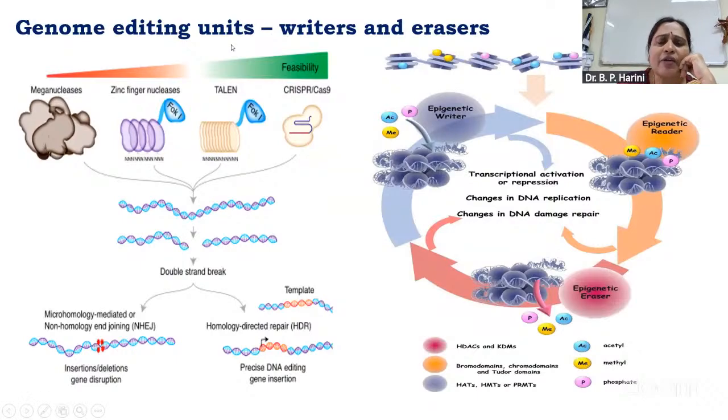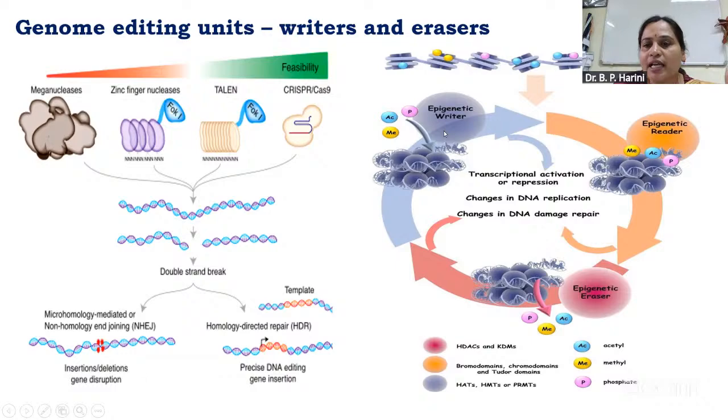So there are different forms of writers and erasers, what we call enzymology. To edit a gene, we say that every organism has its own phenotype, its own signatures, and these signatures could be altered by genome editing units like writers and erasers. There are different forms of writers and erasers, especially meganucleases, zinc finger nucleases, TALEN, and CRISPR. With all these molecules, the gene of interest could be altered and the fate could be written.